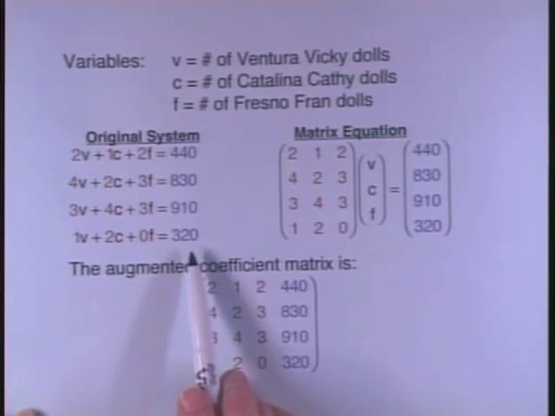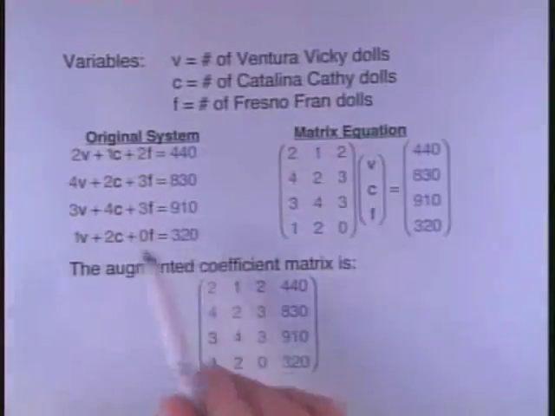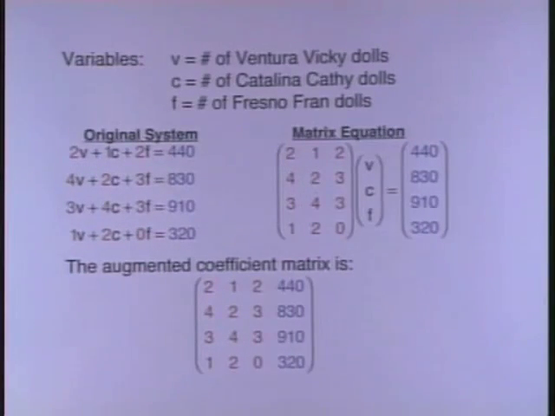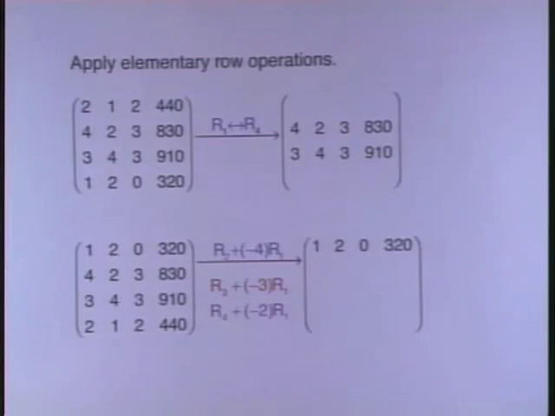Our matrix equation: matrix A, the coefficients, matrix X, the variables, and matrix B, the constants, so that our augmented coefficient matrix is 2, 1, 2, 440, 4, 2, 3, 830, 3, 4, 3, 910, 1, 2, 0, 320. This system does not have a square coefficient matrix, so our only choice is using the Gauss-Jordan method. So we will apply elementary row operations until the augmented coefficient matrix is in reduced echelon form.